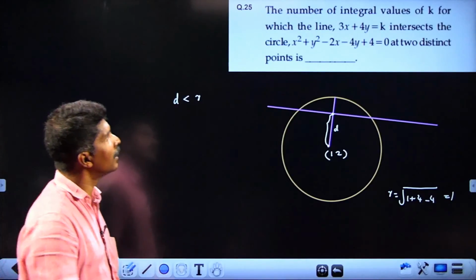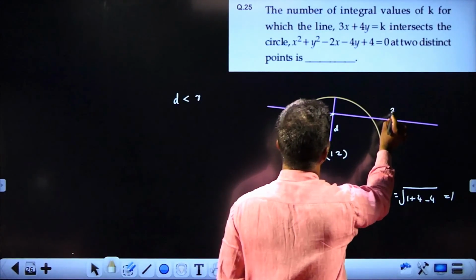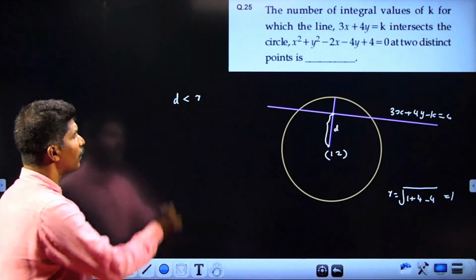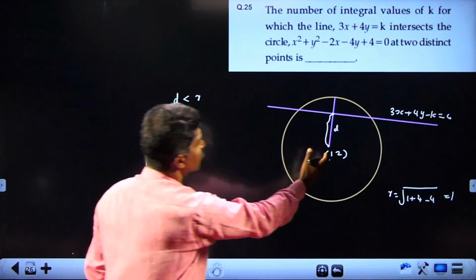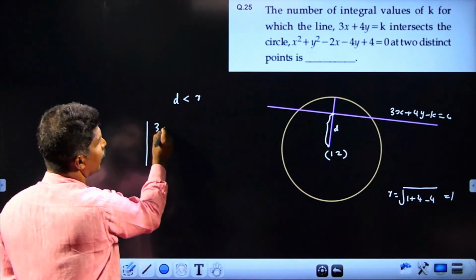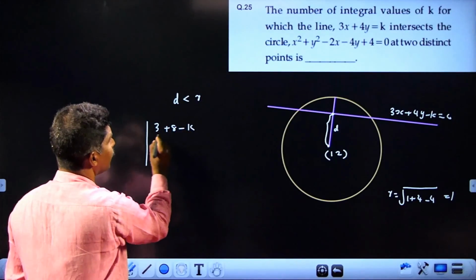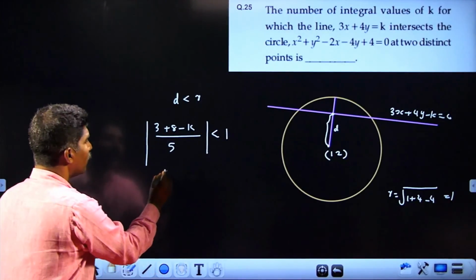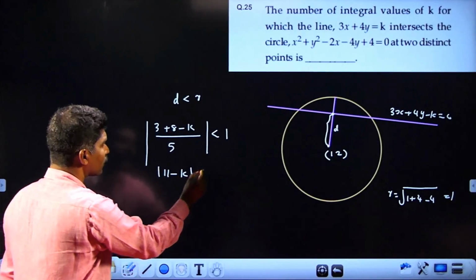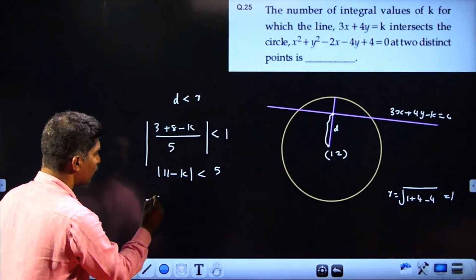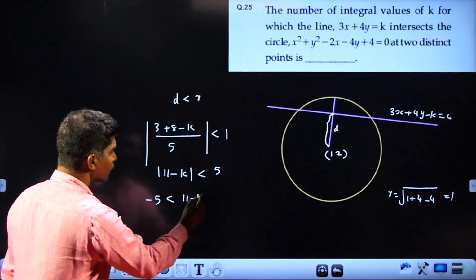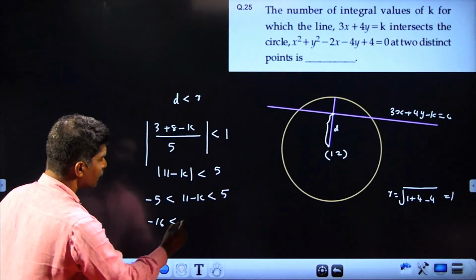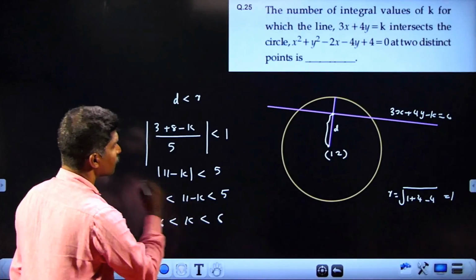And what is the perpendicular distance? The distance from the point to the line 3x plus 4y minus k is equal to 0. The perpendicular distance formula you know that. What is that? Modulus of, substitute 1 there, 3 plus 8 minus k, divided by root of a square plus b square, which is 5. Less than radius 1. So modulus of 11 minus k is less than 5. So very simply you will write negative 5 less than 11 minus k less than 5. Subtracting 11 you will be getting negative 16 less than negative k less than negative 6.